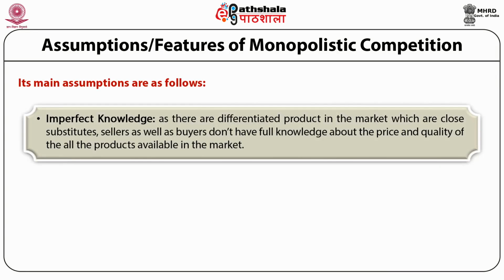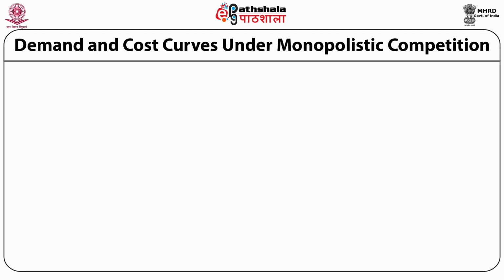Imperfect knowledge, as there are differentiated products in the market which are close substitutes. Sellers as well as buyers do not have full knowledge about the price and quality of all products available in the market. Now, we discuss the demand and cost curves under monopolistic competition.